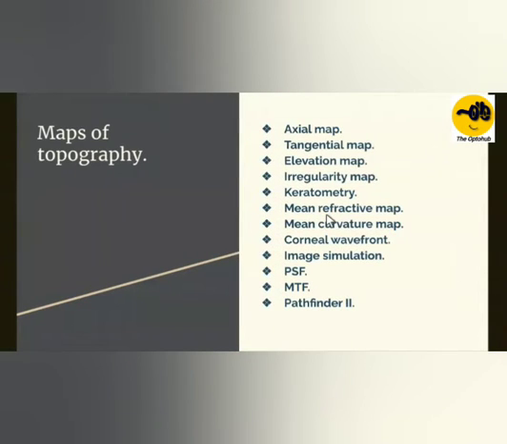So there are different maps of topography. When you see a topography report, you will see a lot of colorful round maps. Now we'll go in depth a little bit about all of them. What does each of them mean and how are they different from one another? What is the meaning of those colors? Why is there a specific pattern for a specific kind of astigmatism and so on? There are 12 to 13 maps which we will be talking about today.